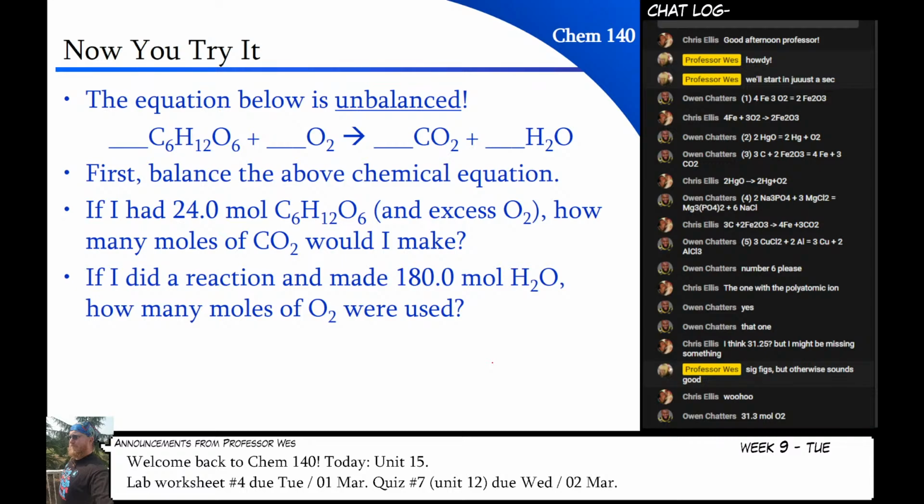So first balance the equation, make sure you do it correctly. And then if I have 24 moles of glucose and all the oxygen I need to burn it, how many moles of CO2 would you make? And then if you do a reaction that produces 180 moles of water, how many moles of oxygen were used? All right. So do those 3 problems, again, 5 or 6 minutes or so. We'll go over the results when we get back.